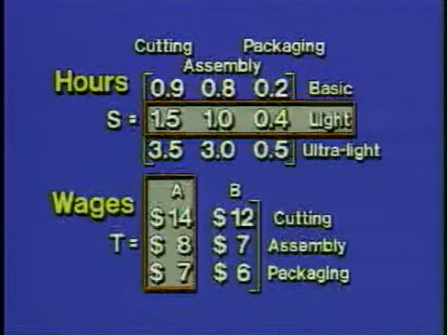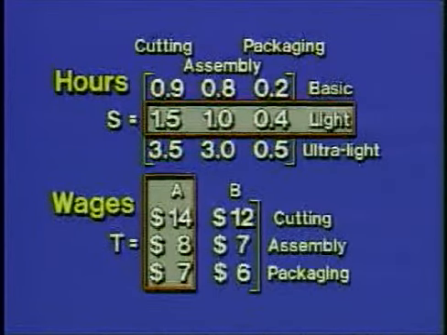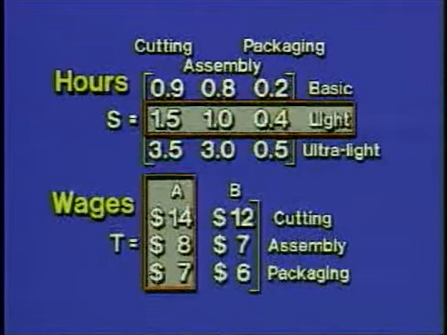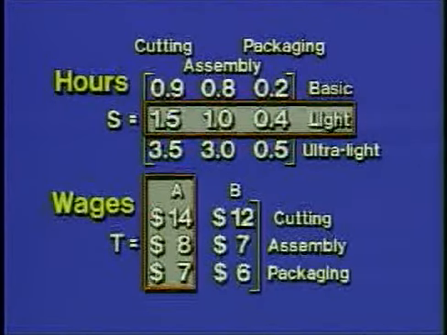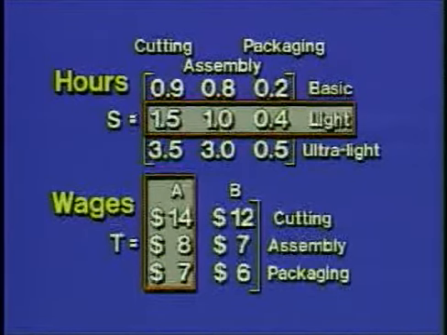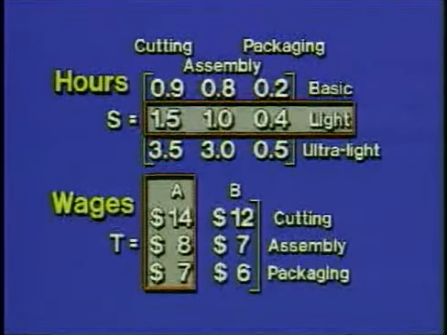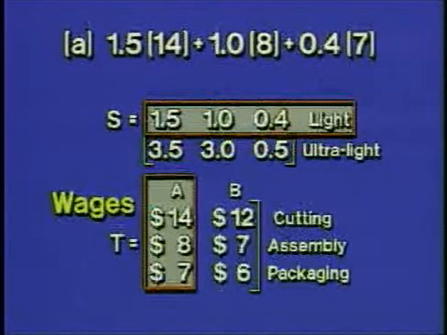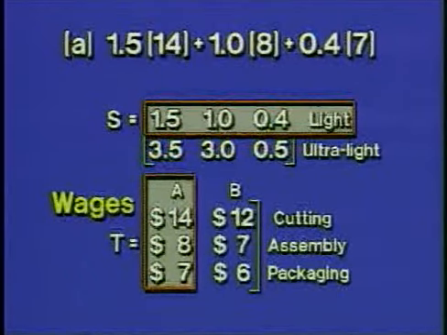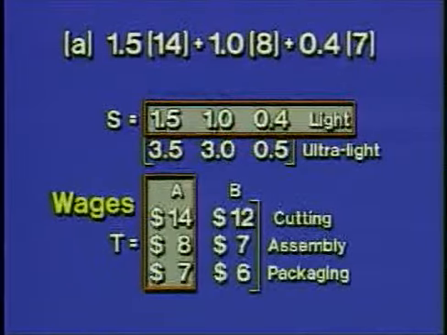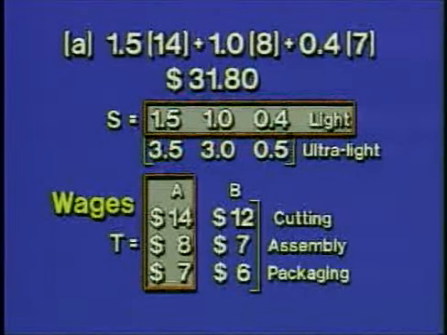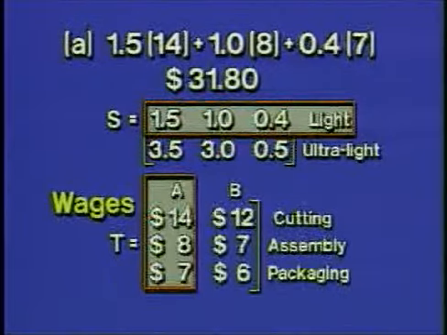And notice that the cutting hours is 1.5, the assembly 1, and the packaging 0.4. And the cost for those are $14, $8, and $7. So, of course, what we're going to do is multiply 1.5 times 14, and then add 1 times 8, and then 4/10 times 7 to get the total cost. Well, performing these operations, we find that the cost is $31.80.